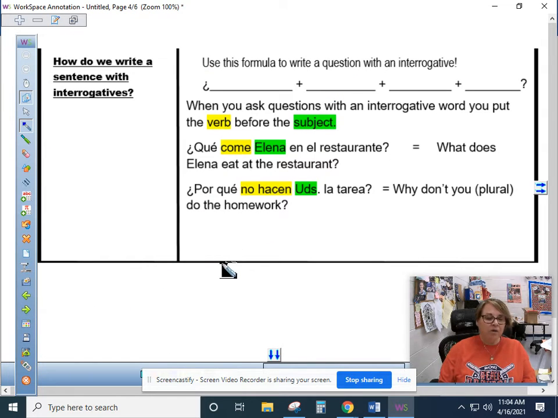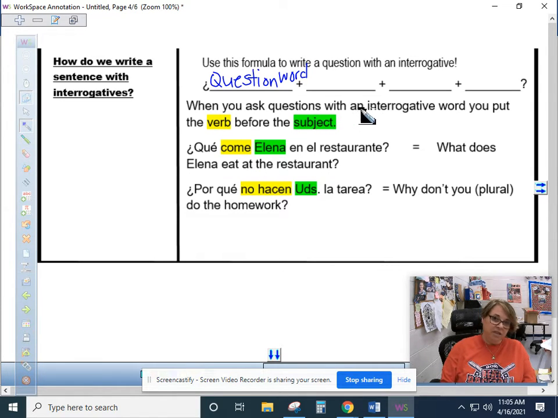All right, so now how do we write a sentence using these words? Well, here's a little simple formula, okay? So the first thing you need is obviously your upside down question mark. That lets you know there's a question coming. Then your interrogative or question word, one of those words we just wrote about above. Next is going to be the verb.